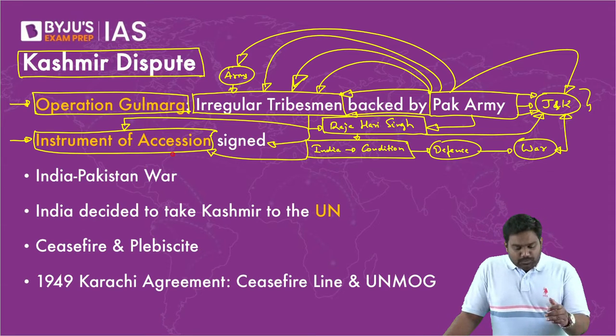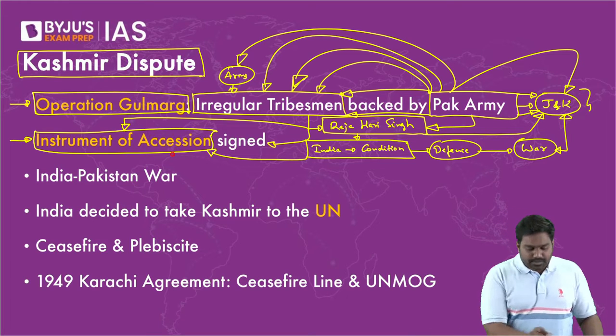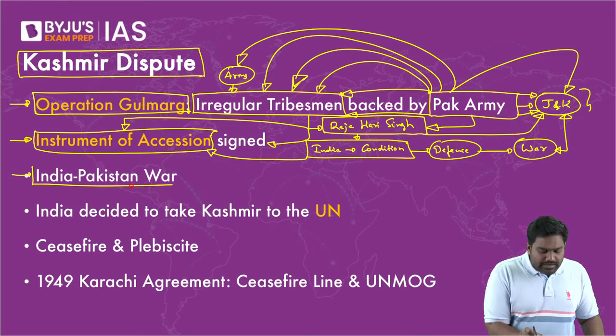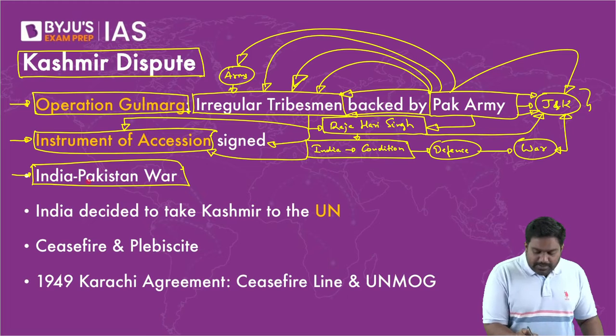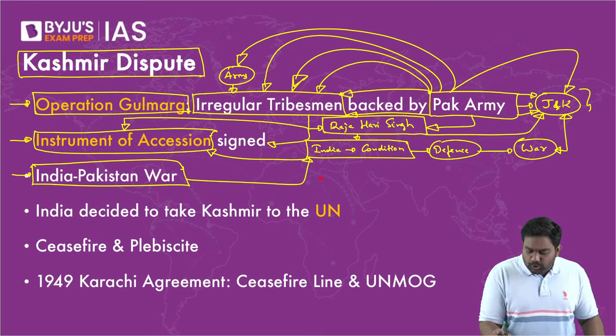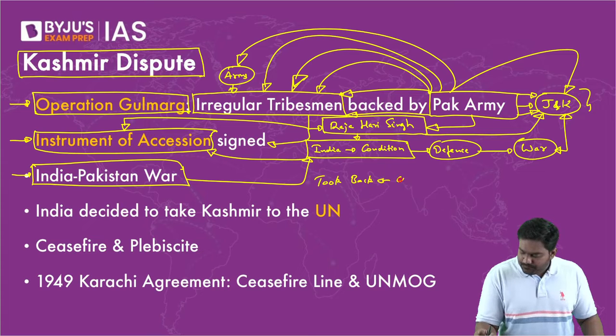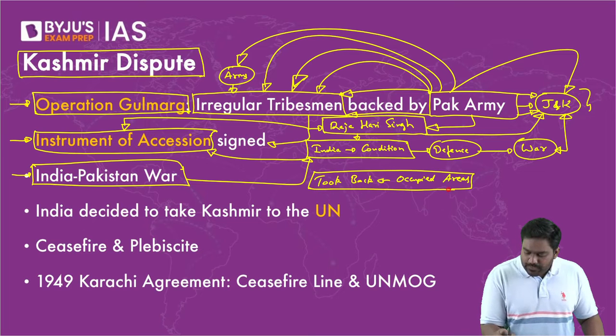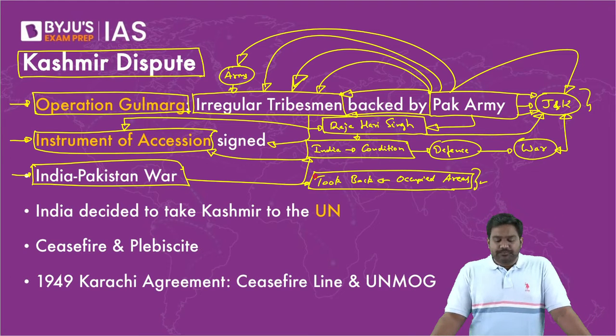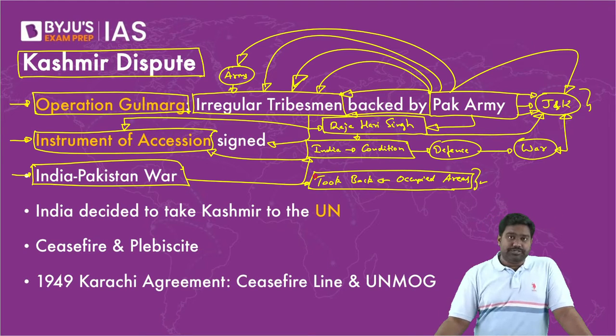But once the instrument of accession was signed, India went to war. The first war broke out. India deployed troops to counter the Pakistani invasion, and we took back some of the occupied areas. Some of the occupied areas in Jammu and Kashmir were taken back by Indian troops. All right. So India managed to push back the Pakistani invaders, and we took back some of the occupied territories.